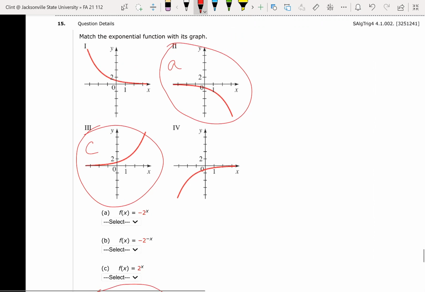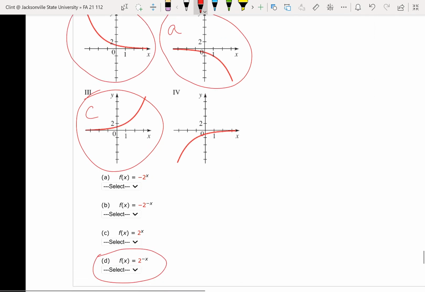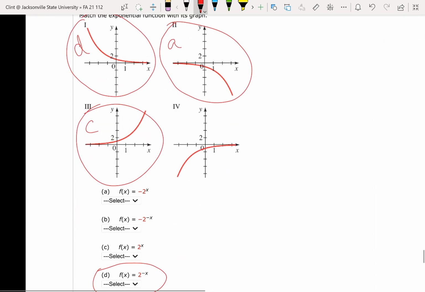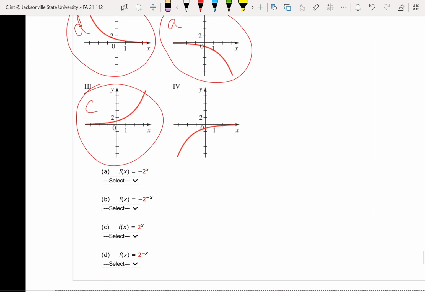If we put a minus sign with the x, that's a y-axis reflection. So it's going to switch the left and the right. This one will be B. And then the last one, we've flipped upside down, we've flipped top and bottom and left and right. So this one is D. Main thing to remember there, you do have to remember the reflections, but also remember what this graph looks like.